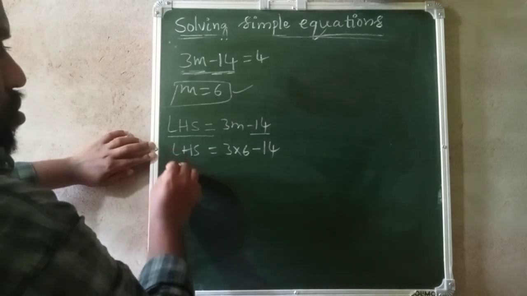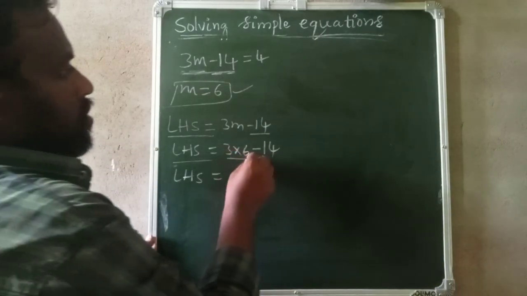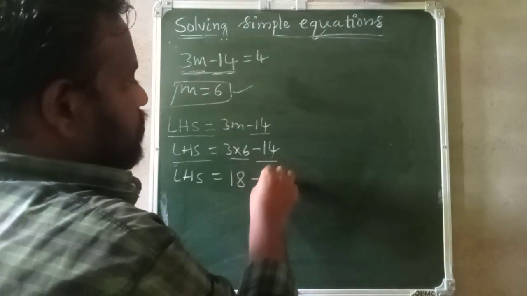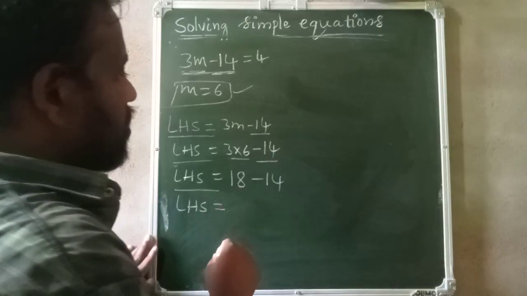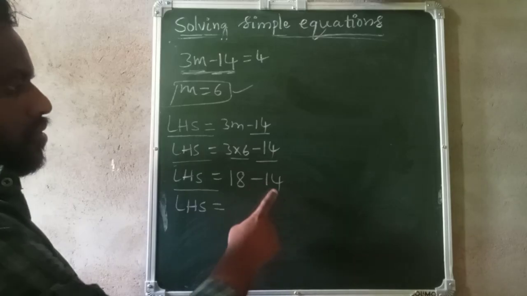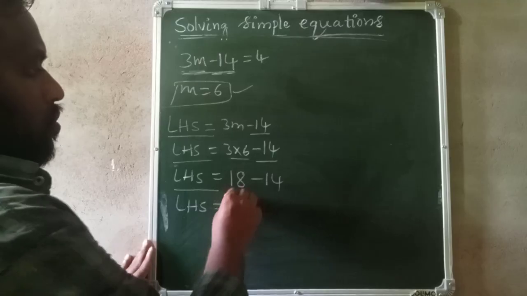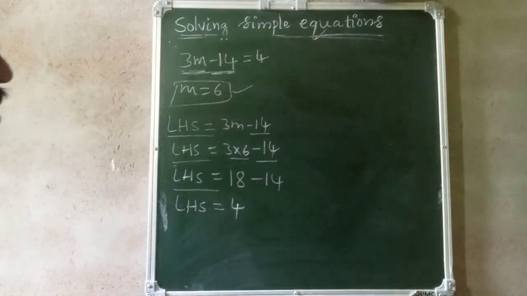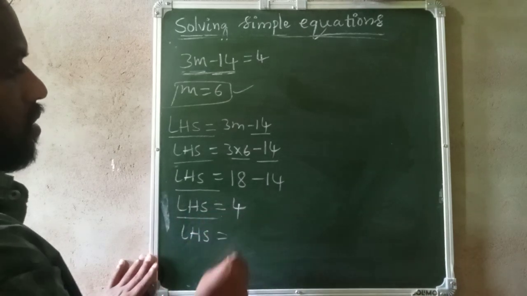Next step, LHS is equal to 3 into 6. So multiplication. 3 sixes are 18. This minus 14. Next, LHS is equal to 18 minus 14. Minus means subtraction. You have to subtract 14 from 18. So 18 minus 14 will be 4. Correct? Now next step, write LHS is equal to 4.